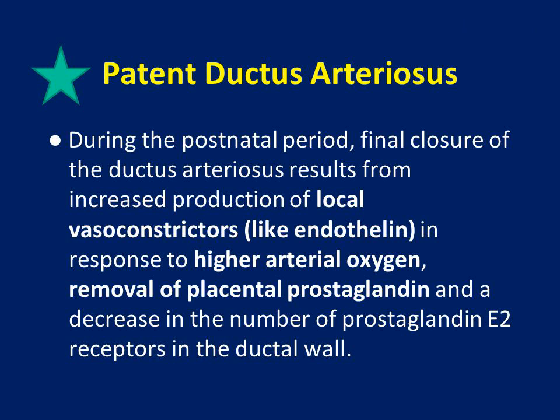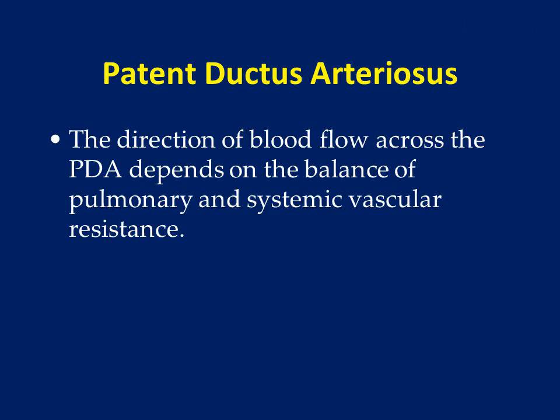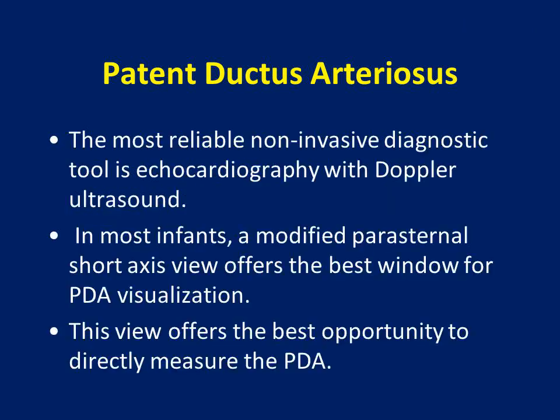During the postnatal period, final closure of the ductus arteriosus results from increased production of local vasoconstrictors, like endothelin, in response to higher arterial oxygen, removal of placental prostaglandin, and a decrease in the number of prostaglandin E2 receptors in the ductal wall. The direction of blood flow across the PDA depends on the balance of pulmonary and systemic vascular resistance. The most reliable non-invasive diagnostic tool is echocardiography with Doppler ultrasound.